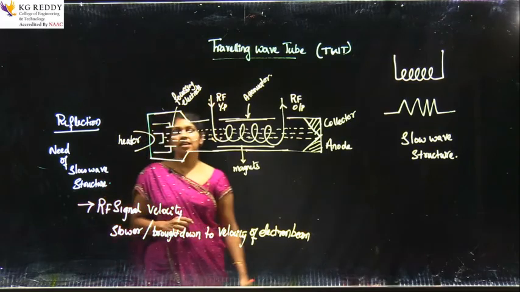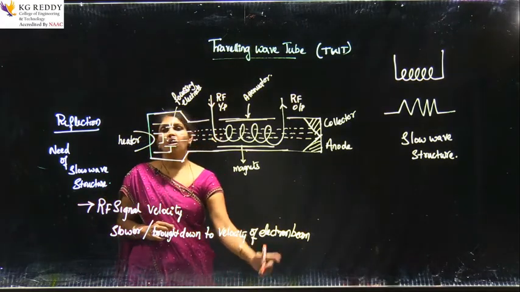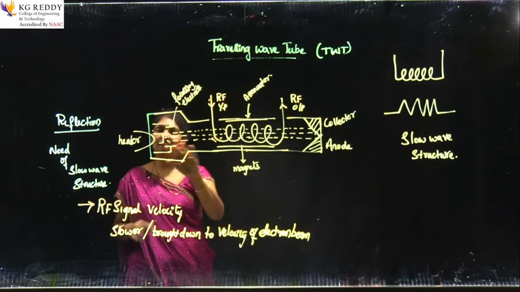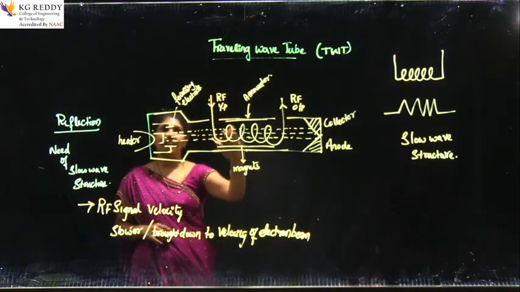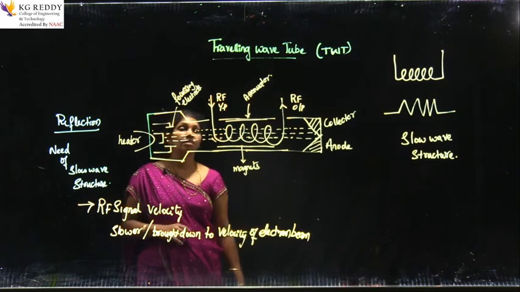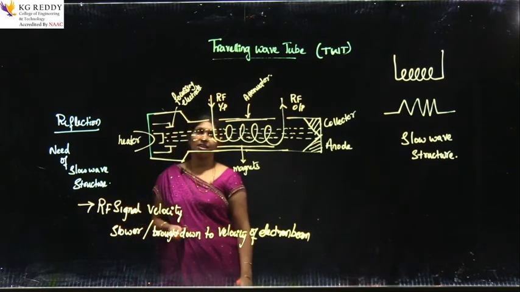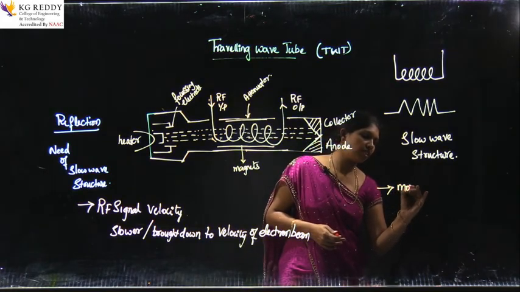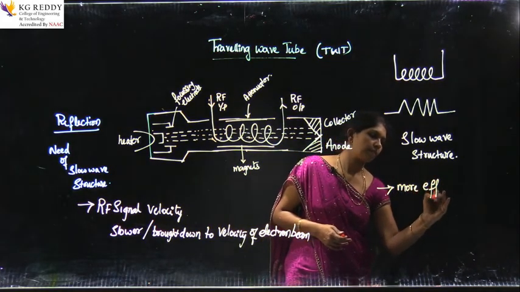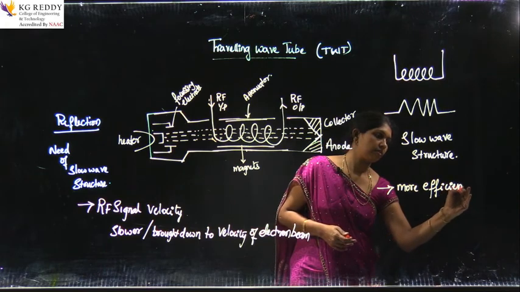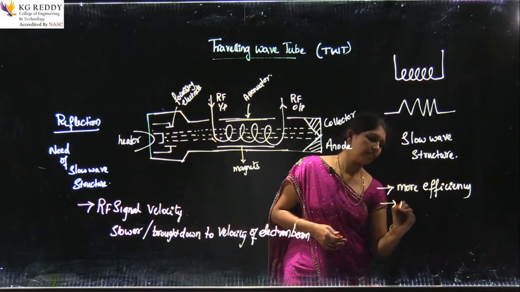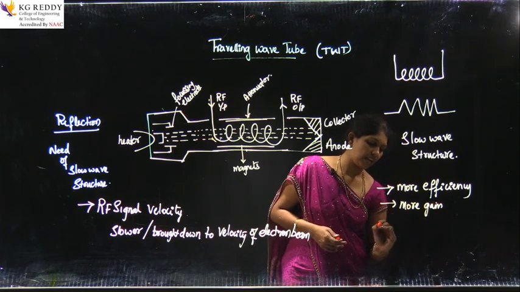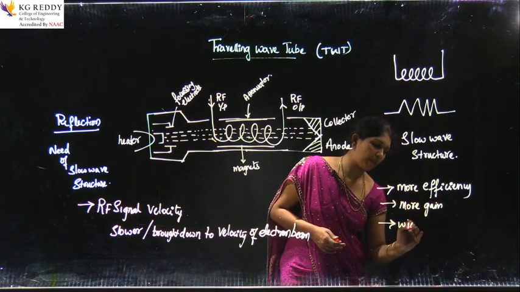So, this is the principle of TWT. The RF signal is brought down to the velocity of the electron beam and they both will interact during the travel. Hence, we will get more efficiency compared to the klystron. TWT has more efficiency, more gain and is a wide band amplifier.